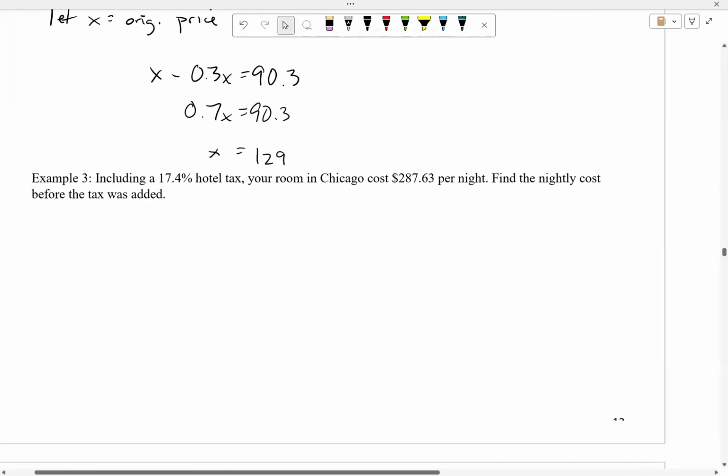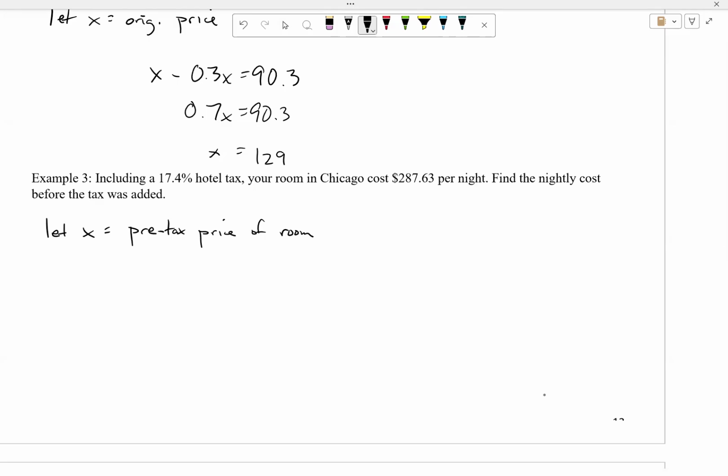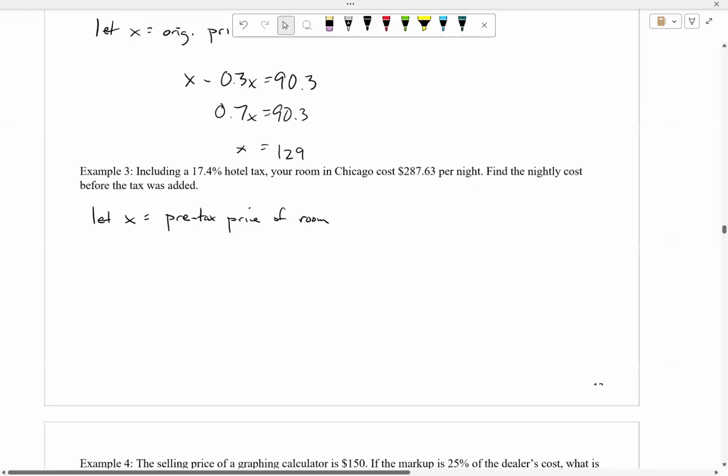Including 17.4% hotel tax, your room in Chicago, that's random, costs $287.63 per night. Find the nightly cost before the tax was added. What should X be here? Pre-tax cost of room, pre-tax price, PTP, of room. Okay, I'll let you finish this. Once you have an equation, check with your neighbor, make sure that they did the same thing.